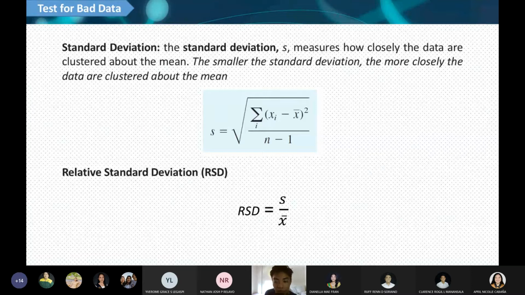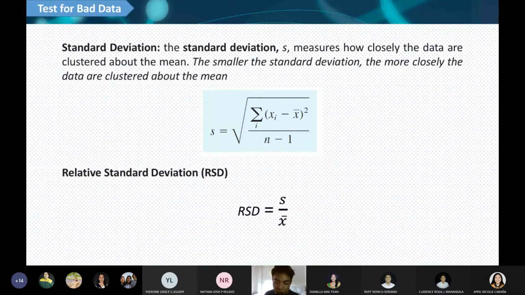Hindi lang siya number. Hindi lang siya grades is just a number. Hindi lang siya basta-bastang number. This could help us to see whether may mali or wala. Okay? Or normal lang yung error. Okay? So, in order for us to solve for the standard deviation, we solve it as S, or the standard deviation, equal to the square root of the sum of x minus x bar square divided by n minus 1.